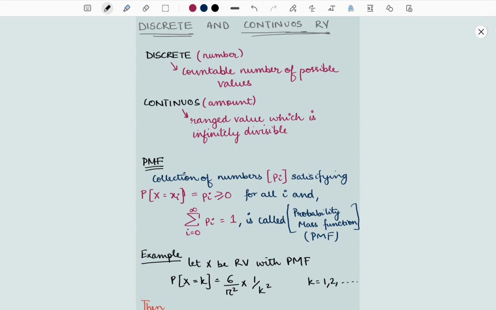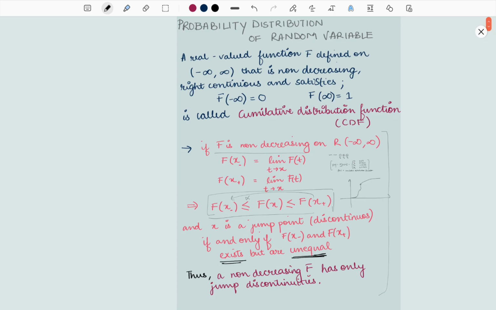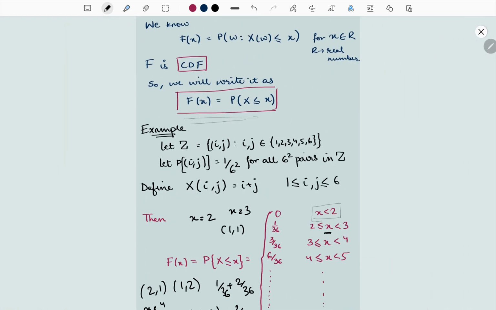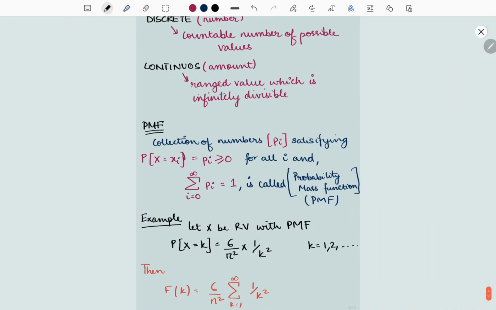A discrete variable is analogous to the number of outcomes, and it has a countable number of possible values, whereas continuous refers to the amount. It is generally a ranged value which is infinitely divisible, like we did in this question. It's continuous, whereas in this question it was discrete random. Now let us come to the probability mass function.